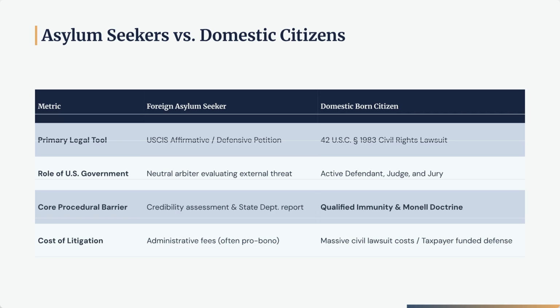Comparing asylum seekers and domestic citizens reveals disparities. Domestic citizens rely on civil rights lawsuits, face an active defendant, judge, and jury, and encounter procedural barriers like qualified immunity, leading to massive litigation costs.